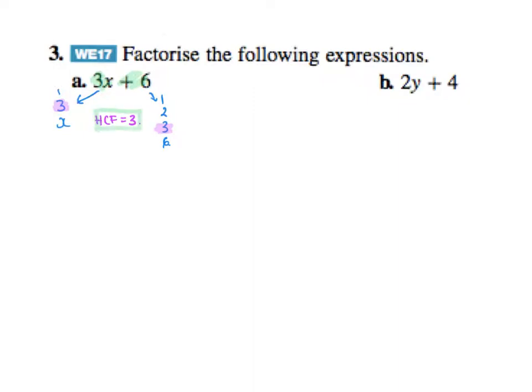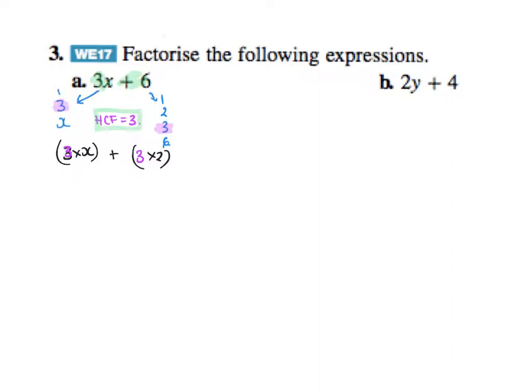So what I mean by that is I'm going to write this first term as 3 times x. So I've used my highest common factor there. And so we had that, and then we had plus, and I'm going to now write 6 using a factor. So 6 would be 3 times 2. That's the same as 6. So once you see that, we've written these terms out using our highest common factor.